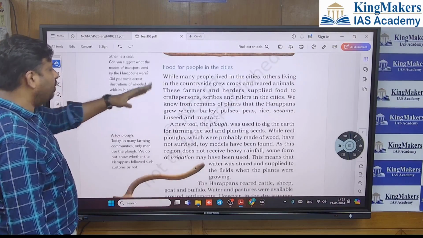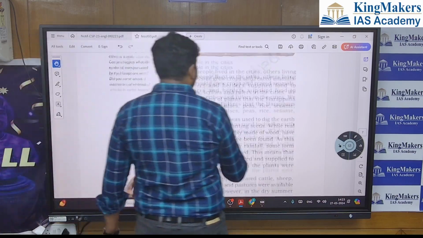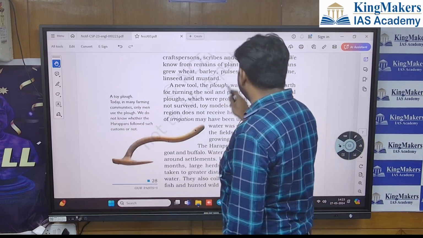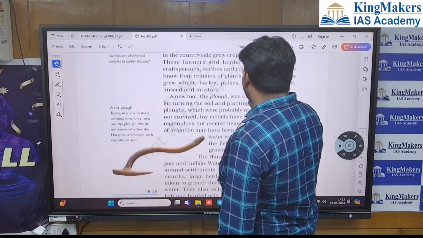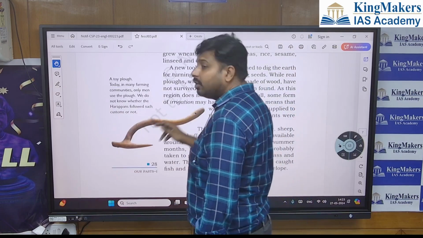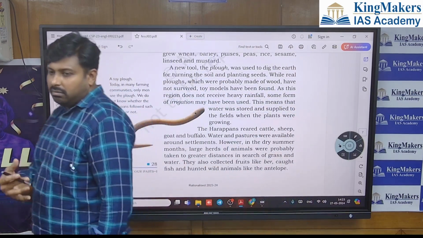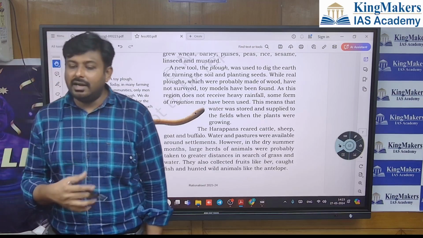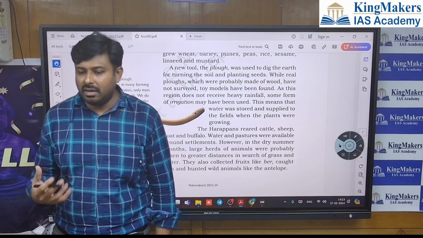Food, they grew different types of crops like wheat, barley, pulses, peas, rice, sesame, linseed, mustard. Okay, and they had a surplus. They also used a plow to cultivate, to make the land arable, agriculture.